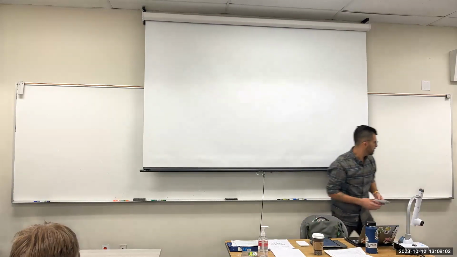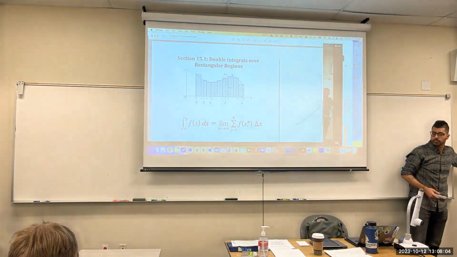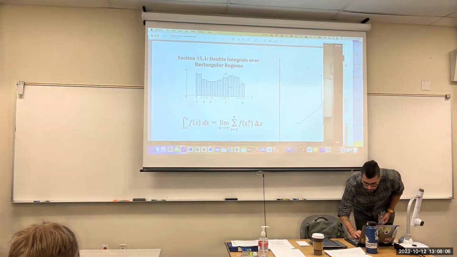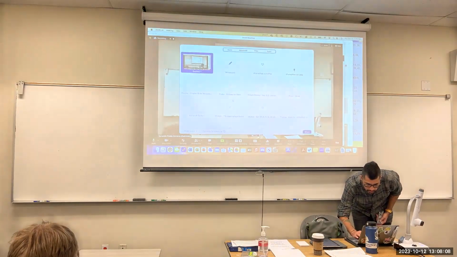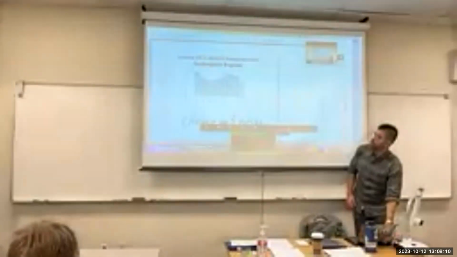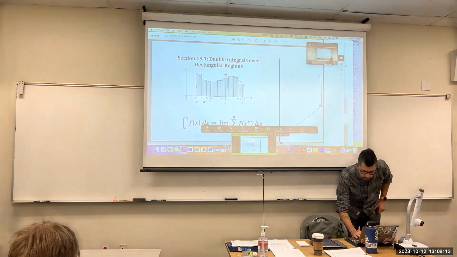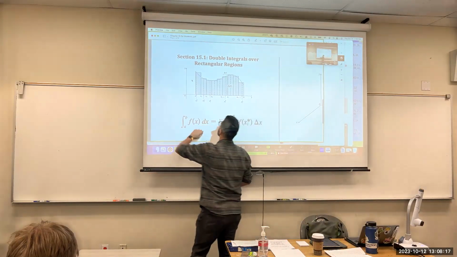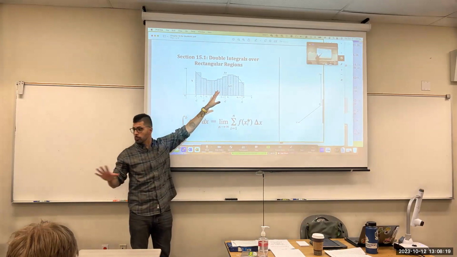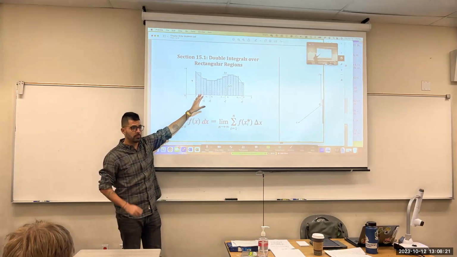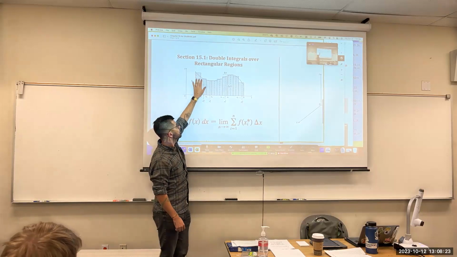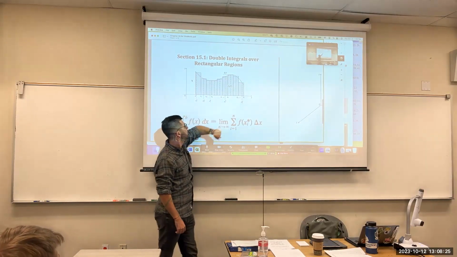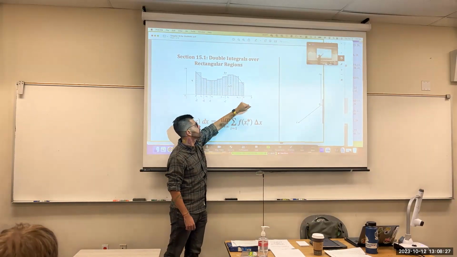So let's go back to your Calc 1 days and do a quick reminder of how you found the area under a curve. So you had your function, and you're more than welcome to annotate the packet as well. Okay. So you have your function. This is the graph of f. You wanted to find the area under this curve. So what did you do?